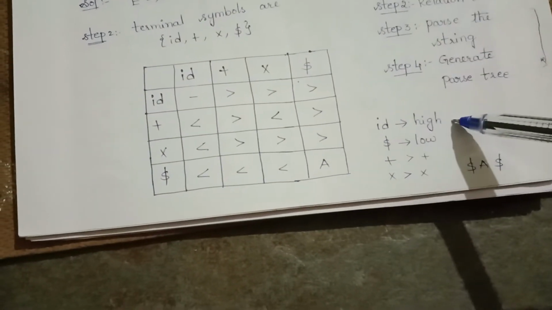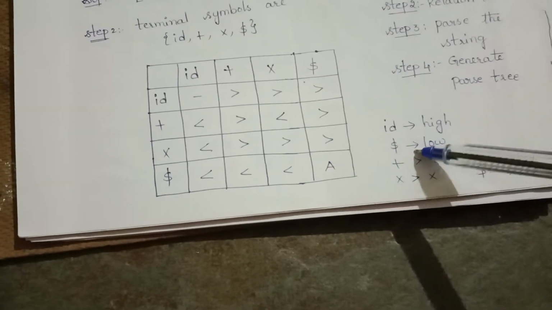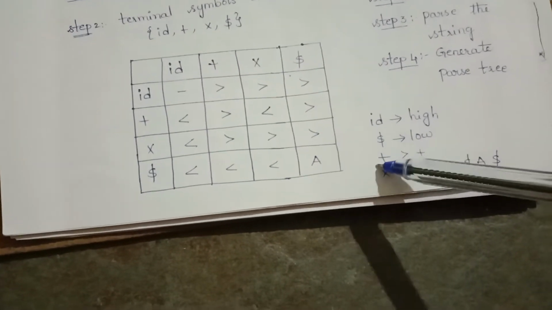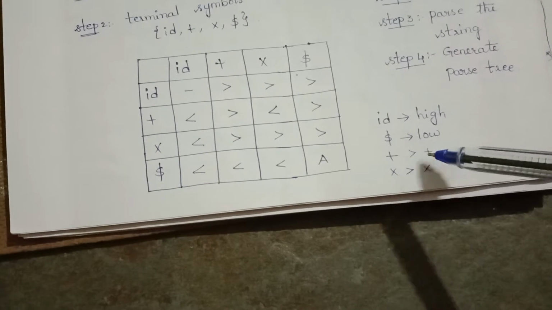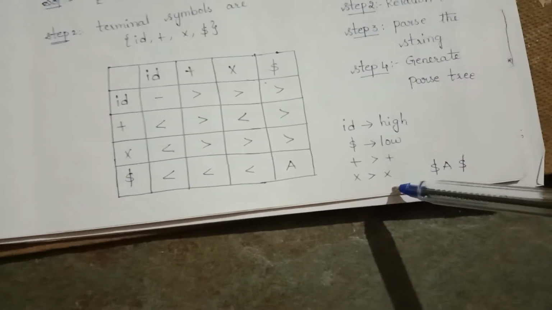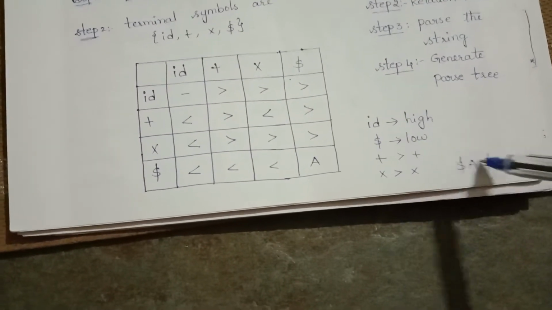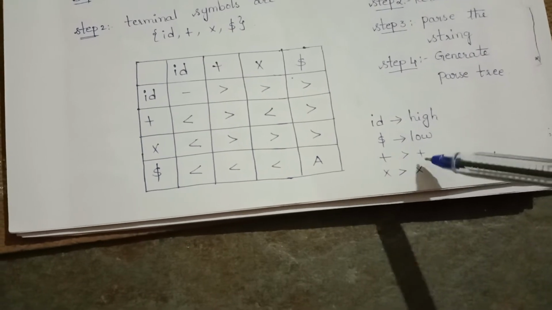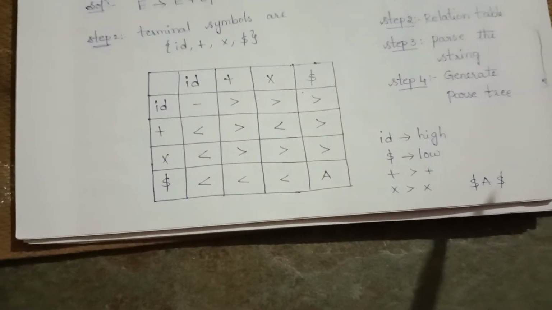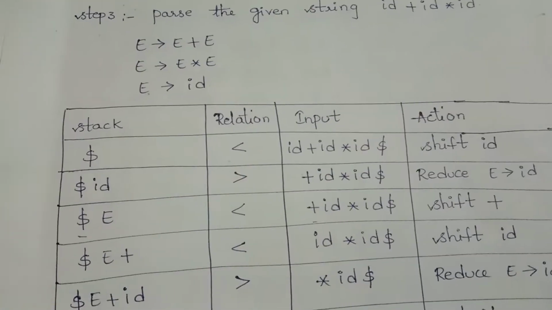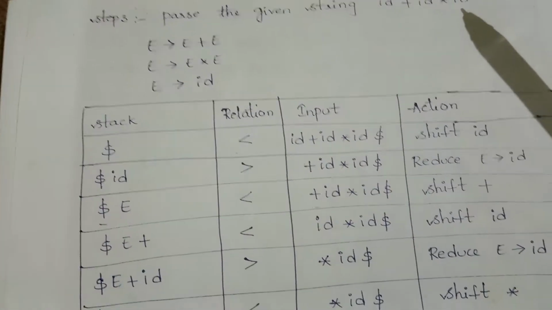So here ID is having the highest precedence, dollar is having the lowest precedence, plus on plus is having greater than, and dollar on dollar is accepted, and star on star is having greater than. We need to parse the given input string ID plus ID star ID.